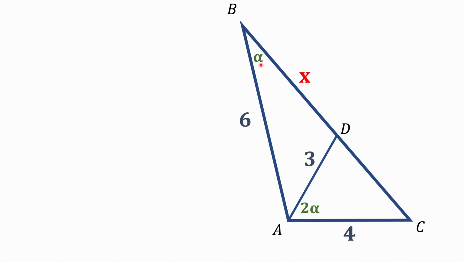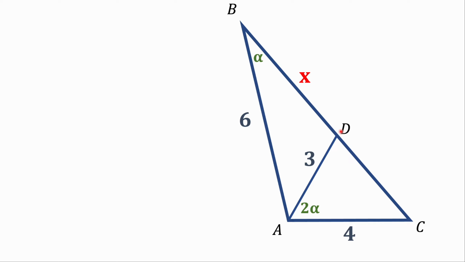We also know two sides of this triangle, side AB, which is 6, side AC, which is 4, and we know the length of segment AD, which is 3. And we are asked to find the length of a segment BD here.